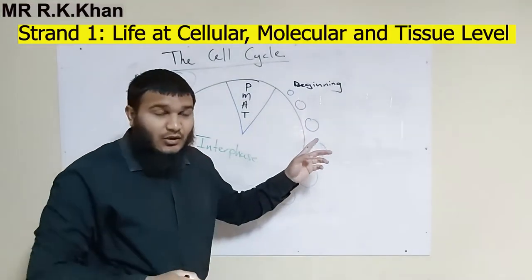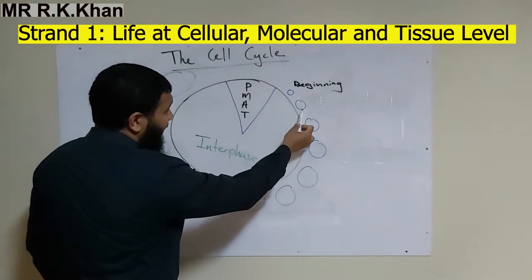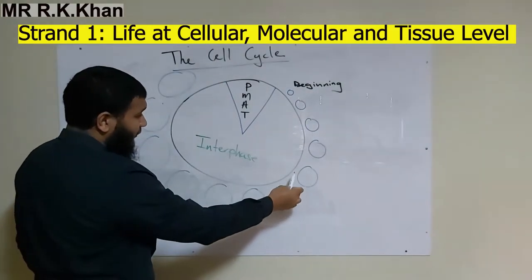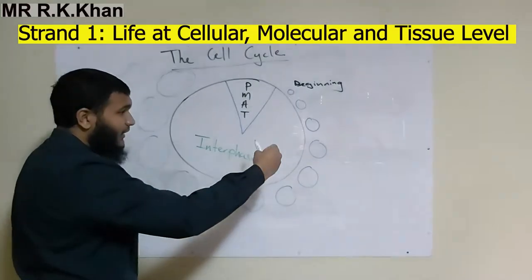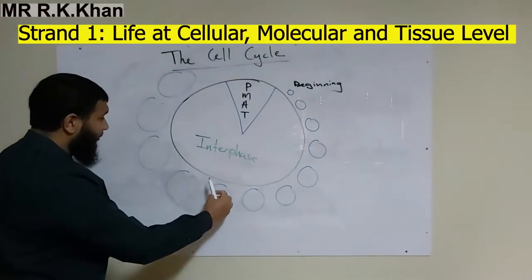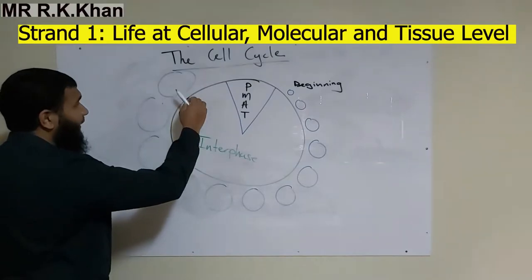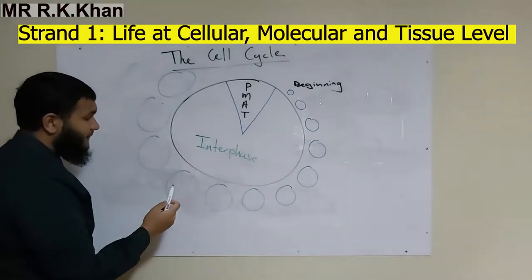And then you can see now that the cell is small. It has just begun its life. Then as it's growing, as it's moving, living its life, it's undergoing all its processes and so forth. And then it's becoming bigger and bigger and bigger. And then obviously it's getting older. The cell is getting older. And then it comes to the end of its life.